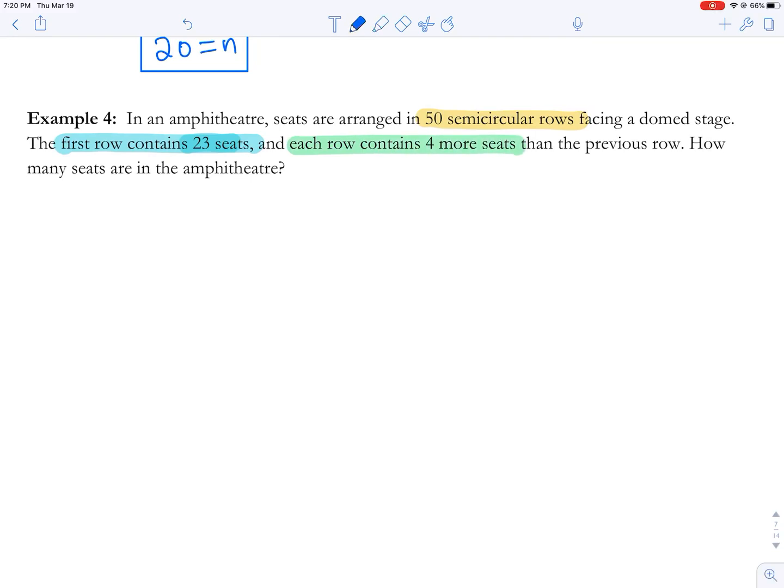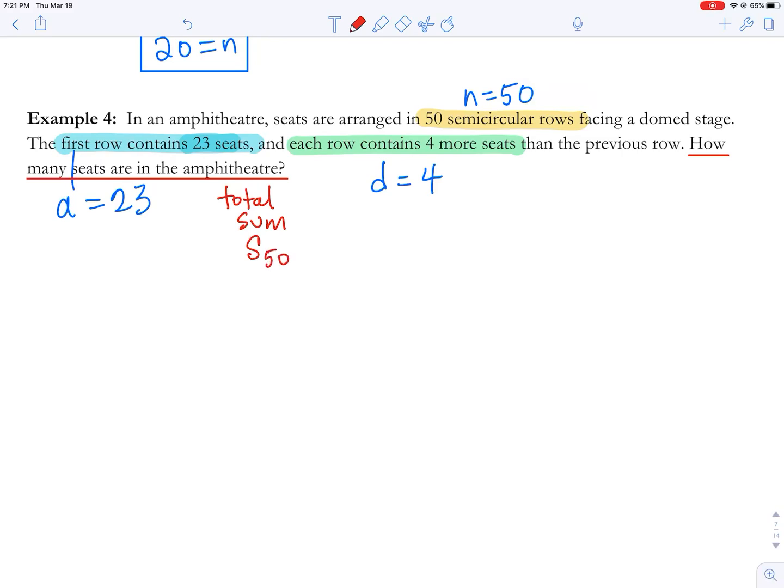So by looking at this, N is going to be the number of rows. So I've got 50 rows. My first row is going to be A. So that's 23 seats. This part here, each row contains 4 more. So that's the difference. This is an arithmetic series that starts at 23 and goes up by 4 each time. And it wants us to solve for how many seats are in the amphitheater. So that's going to find the total sum, or it's going to ask us for S50.